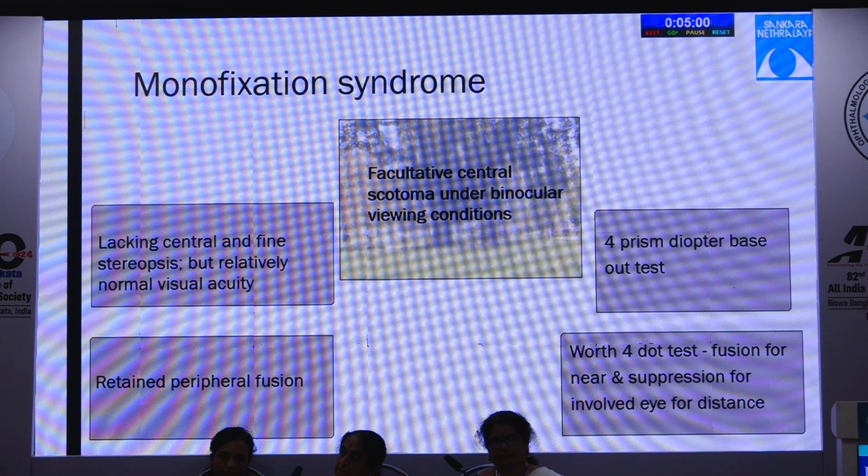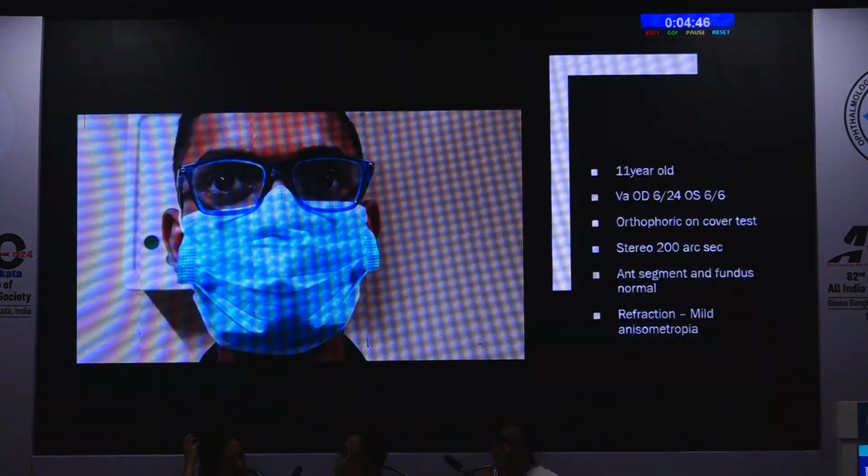You may have a unilateral slightly poor vision, or maybe densely poor vision. There is often subnormal stereo acuity, retained peripheral fusion. And the diagnostic test for looking for this kind of suppression or monofixation is to do a 4-prism base out test. So you can look at this history.